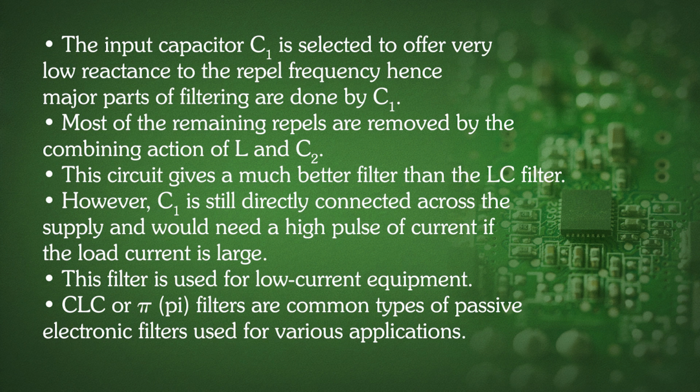However, C1 is still directly connected across the supply and would need a high pulse of current if the load current is large. So, this filter is used for low current equipment. So, the CLC or pi filters are common types of passive electronic filters used for various applications. Now, let us discuss the advantages of CLC filter.